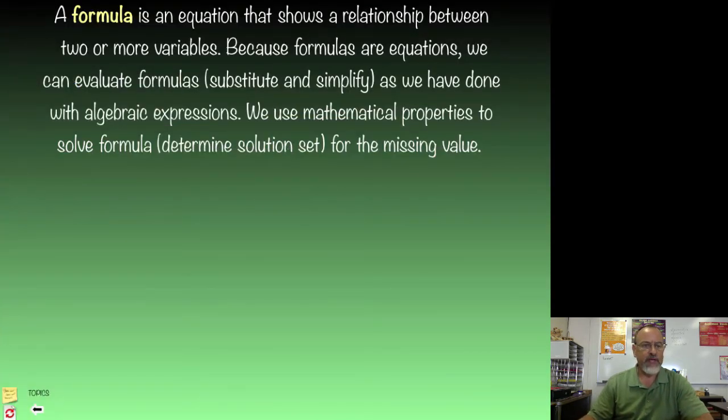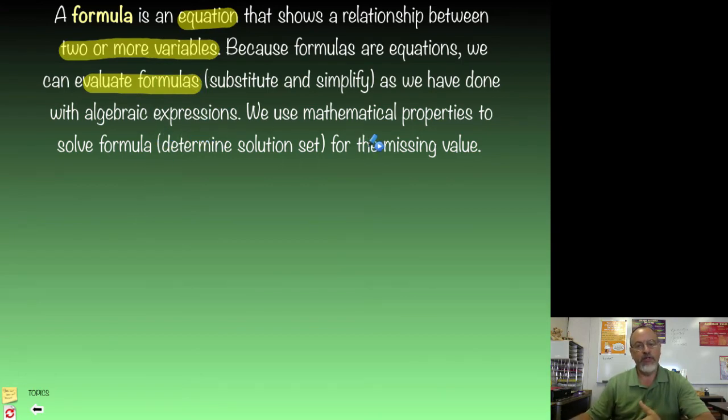So a formula is an equation. We just learned what equations are. Formulas are equations, and they show the relationship between two or more variables. Because formulas are equations, we can evaluate formulas, and remember, evaluate simply means we substitute in a value and then simplify it, as we've done with any other algebraic expression. And then we can also use mathematical properties to solve the formula for a missing value.